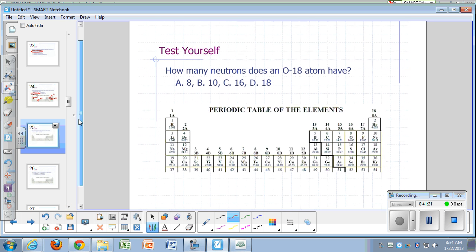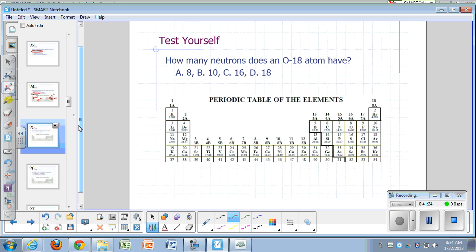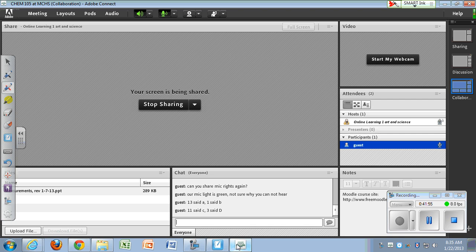All right, here's another question. How many neutrons does an oxygen 18 atom have? Is it 8, 10, 16, or 18? So here's oxygen right here. Is it 8, 10, 16, or 18 neutrons?